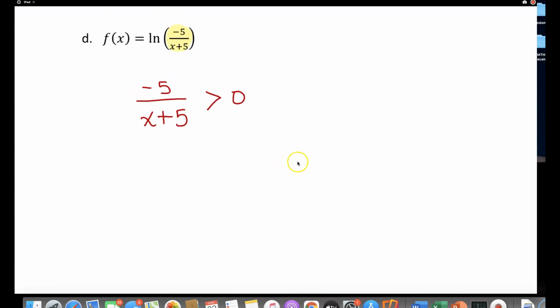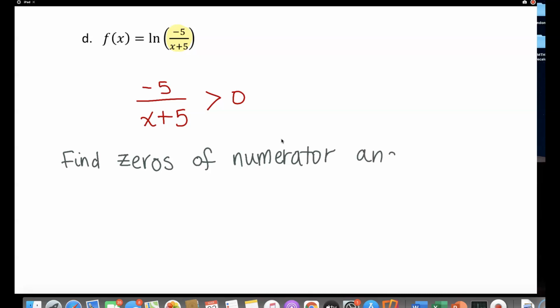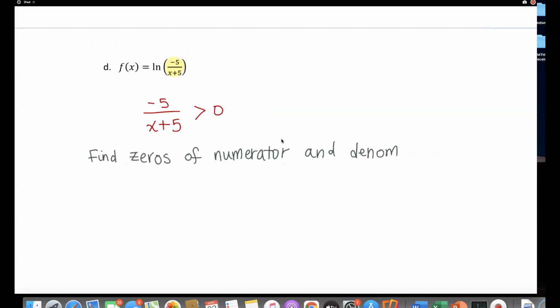Well, what do you do? You have to find the zeros of the numerator and denominator. You have to find what value makes the top of the fraction 0 and what value makes the bottom of the fraction 0.